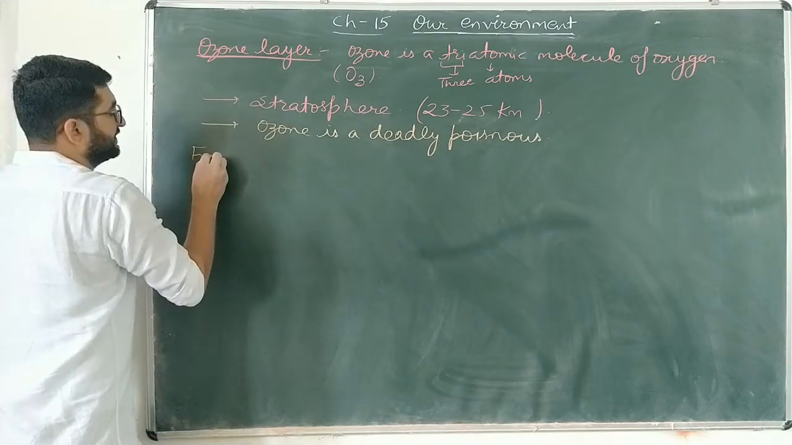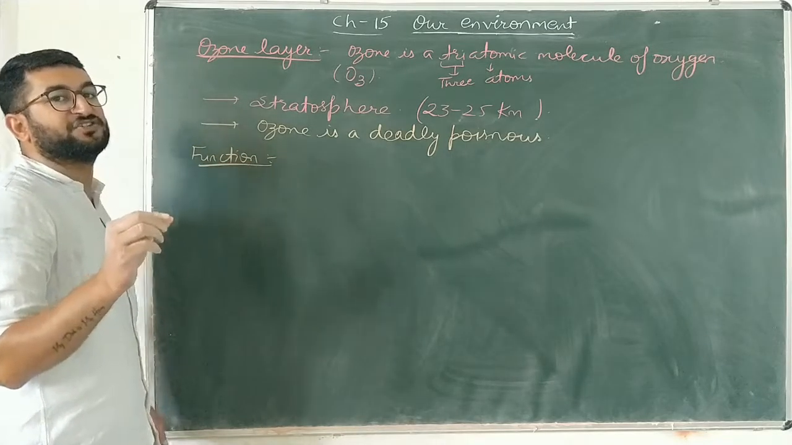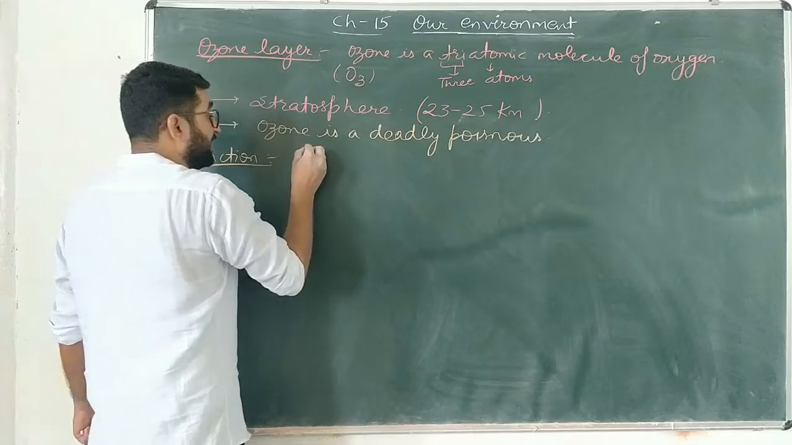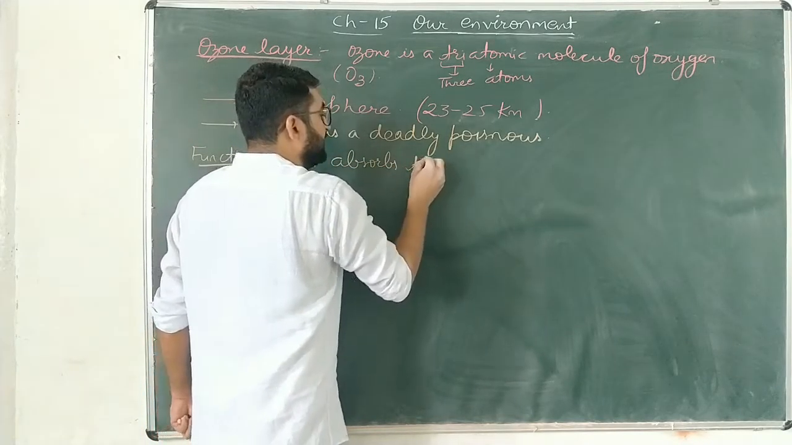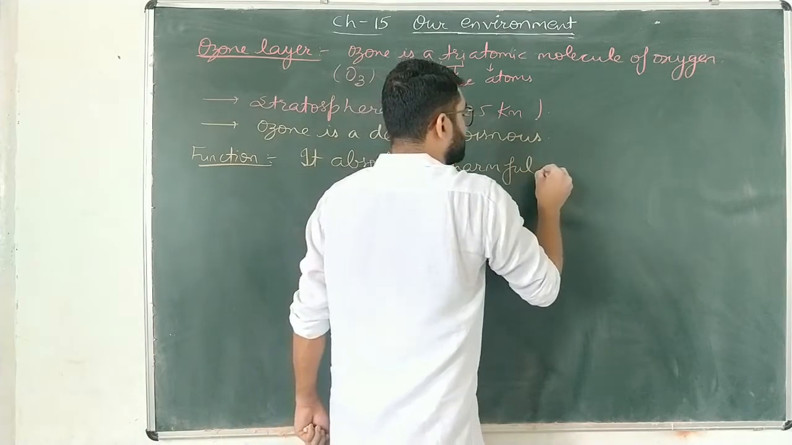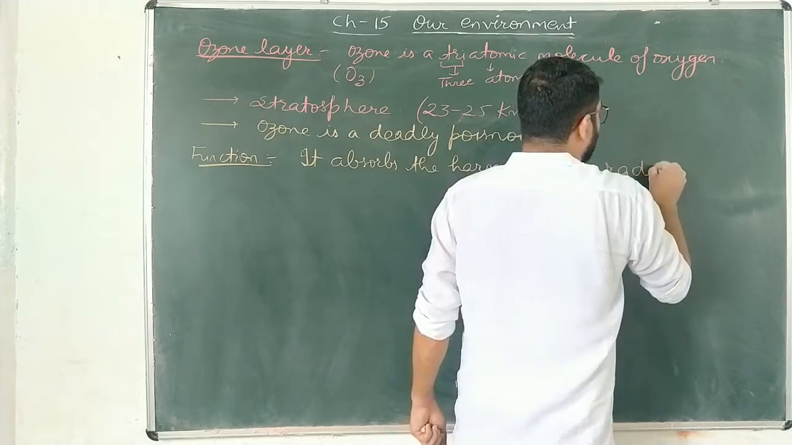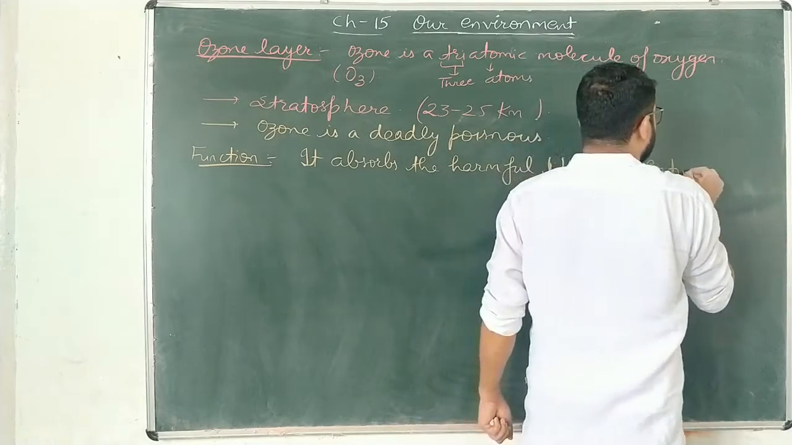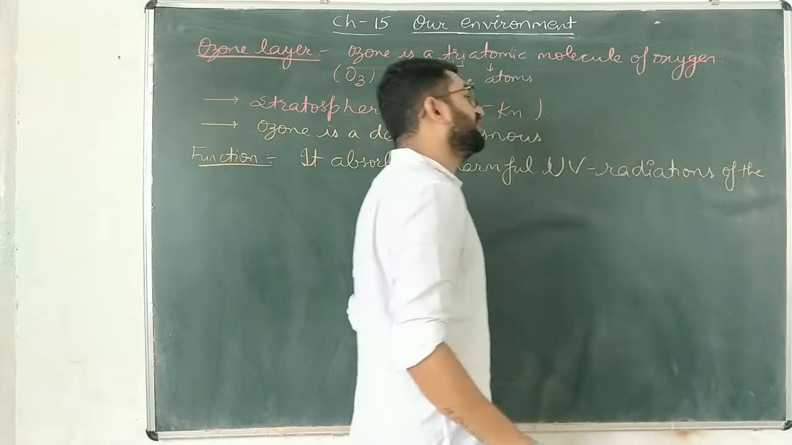But this ozone layer performs a very, very important function for us. That is, it absorbs the harmful ultraviolet radiations. UV radiation stands for ultraviolet radiations of the sun, or coming from the sun into the atmosphere.